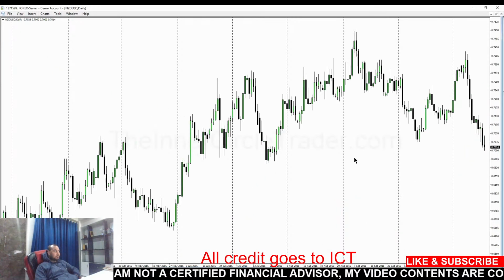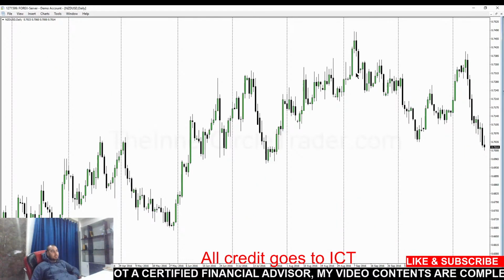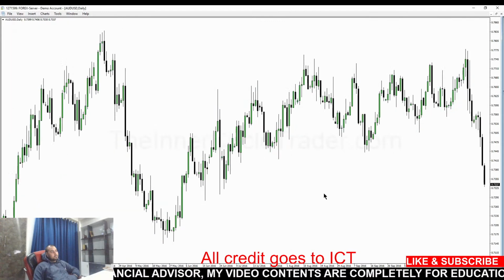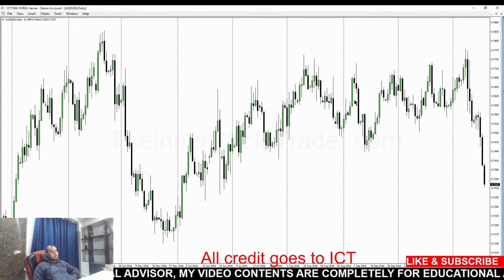New Zealand dollar, we should be seeing a sell-off around the first, second week of the month. We see it here. Last week of the month, we see it here. And Aussie, we should be seeing a sell-off the first week of the month here. And the last week of the month here, you see that as well.